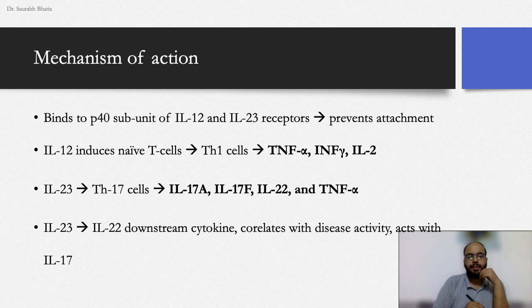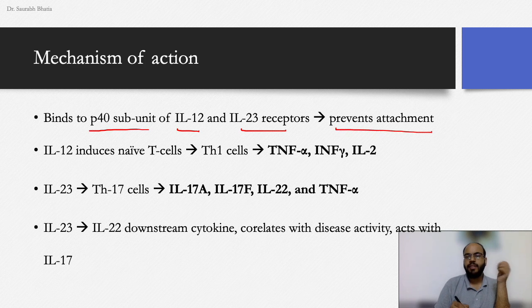Let's discuss the mechanism of action in some detail. How does ustekinumab help in psoriasis? It binds to the p40 subunit of interleukin 12 and 23 and prevents the attachment of the interleukin to its receptor. Now what does interleukin 12 do?